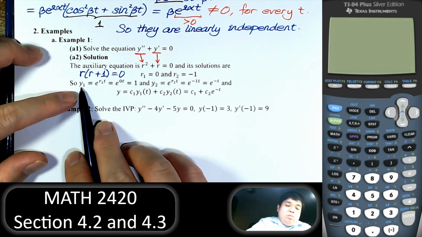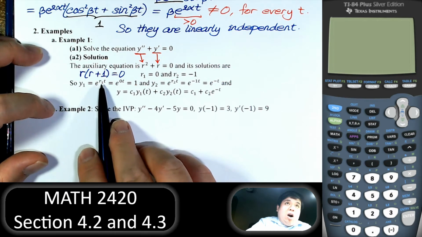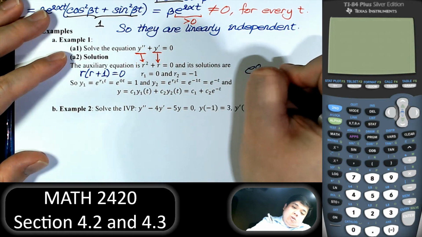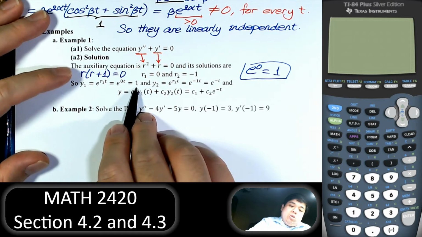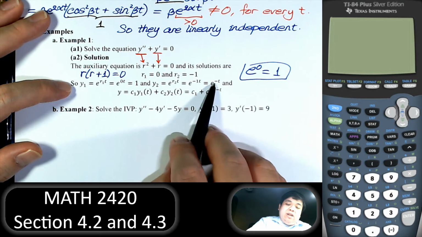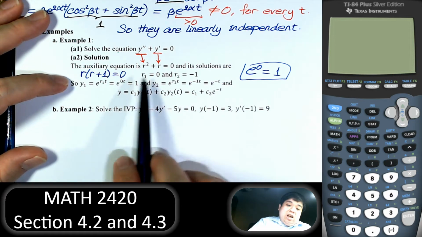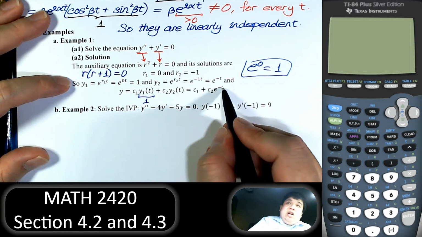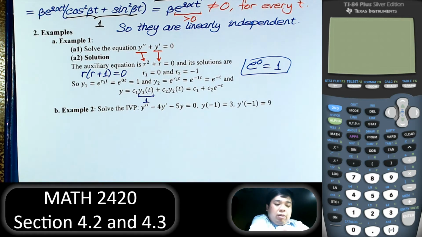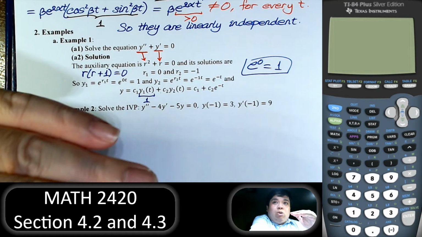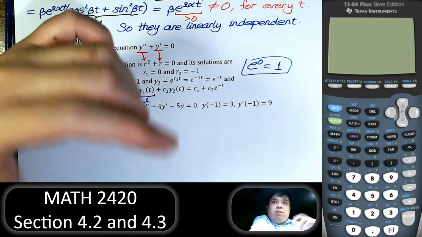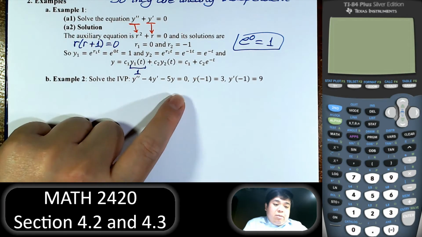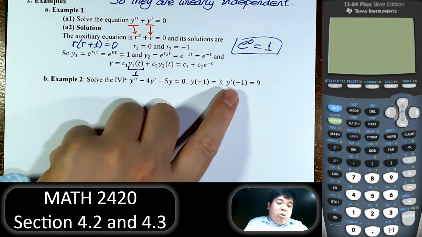So we write the solution. y1 is e to the r1 t. r1 is 0, e to the 0 power is equal to 1. So that's why this is equal to 1. The other solution, e to negative t. Therefore, a linear combination of these two, c1 times 1 plus c2 times e to negative t. So that's what we have. So very straightforward, right? Differential equation, go to auxiliary equation, solve for it, write the solution. Pretty much it. Right. This next one is a little more complicated because we have the initial condition, so we need to check.